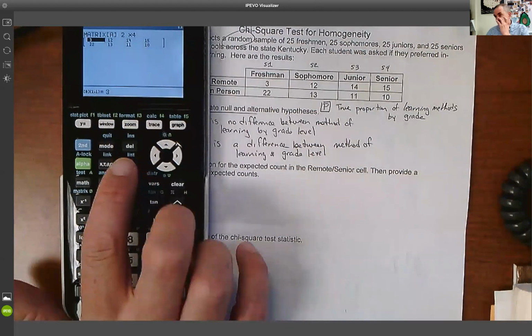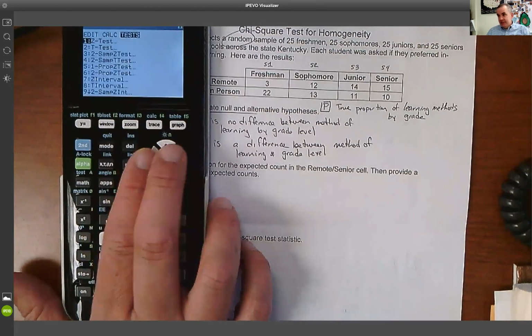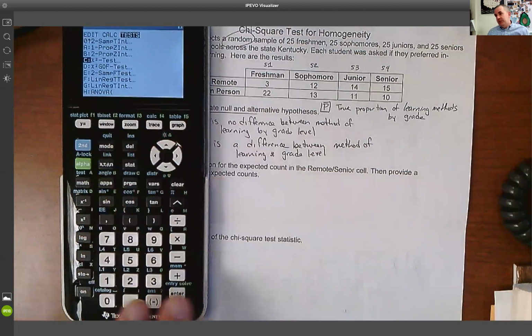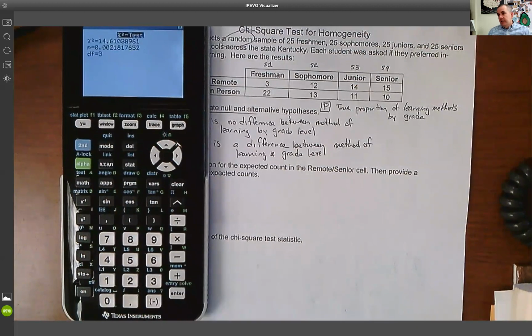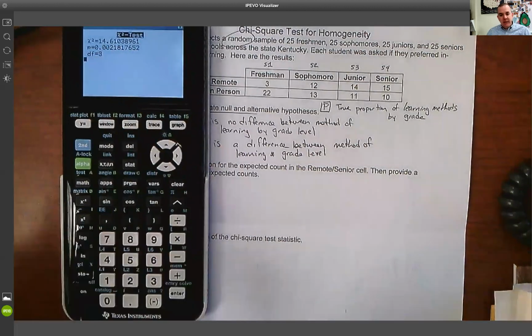I'm going to go to stat. I'm going to go to tests, and I'm going to arrow to letter C, which is chi-square test. The really good thing is if you put your observed in A, all you need to do is enter through this. And it's going to give you, we're going to come back to this, our chi-square statistic, our p-value, and our degrees of freedom. We're going to come back to that in a minute, but what we really need is the expected.